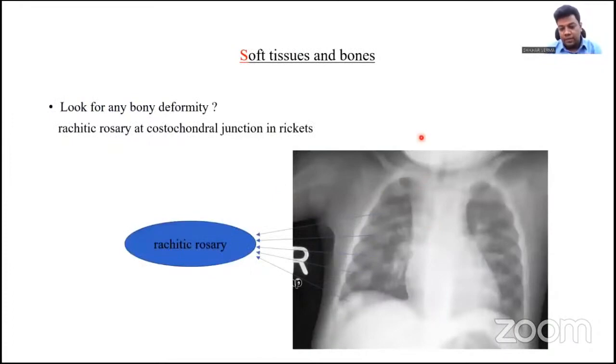This is an X-ray of the pediatric age group. The child presented to the emergency with severe vitamin D deficiency, and he was having rickets. When an X-ray was done, you can see that there is beaded enlargement at the costochondral junction. This is known as rachitic rosary. So the child was given an injection of arachitol and calcium supplements to resolve this.